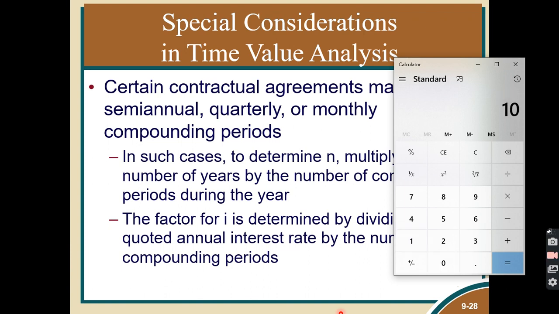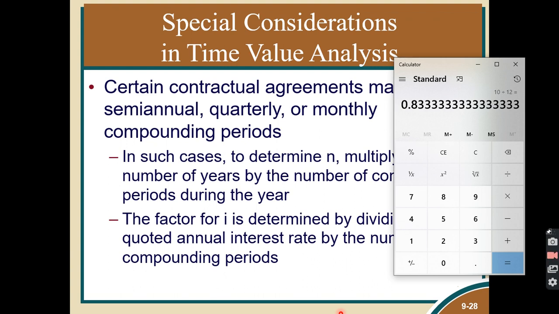For quarterly, the 10% will be divided by 4 because you have 4 quarters in 1 year. For monthly, that's going to be 10% divided by 12 months, which is 0.83 percent per month, if we're going to make compounding periods monthly. And as a result, your years or your period will also increase. So it's going to be the opposite.